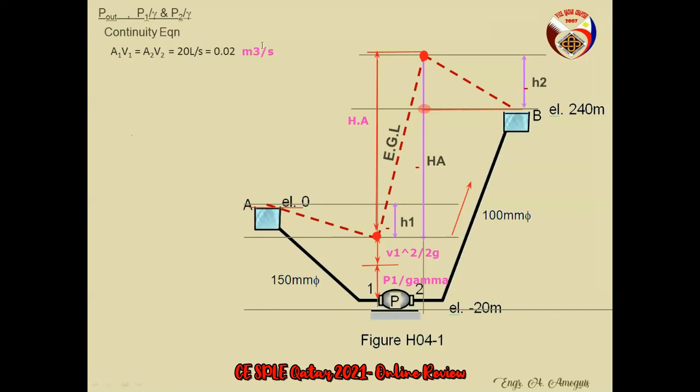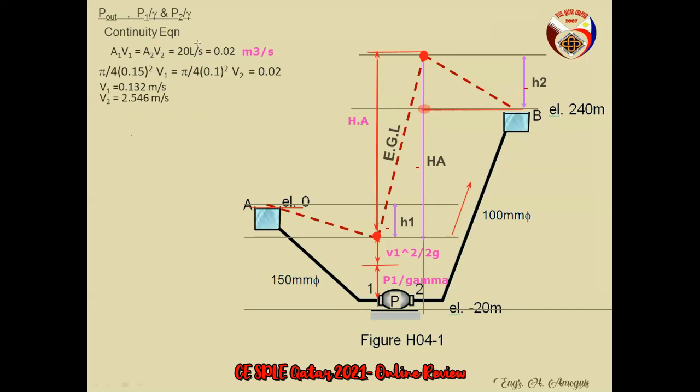Then you can solve the velocity by substituting this diameter. Pi over 4, 0.15 squared V1, equals pi over 4, 0.1 squared V2, equals 0.02. V1 is 0.02 divided by pi over 4 times 0.15 squared, and also V2 can be solved. So, ganun lang.